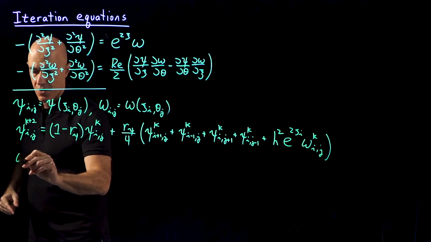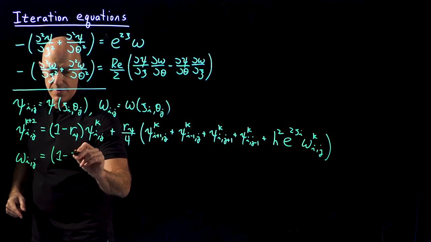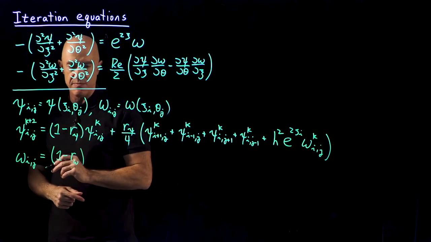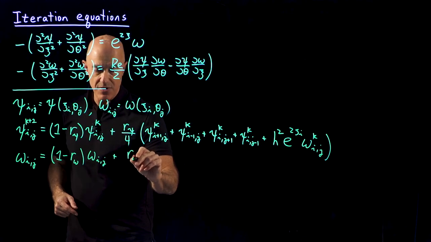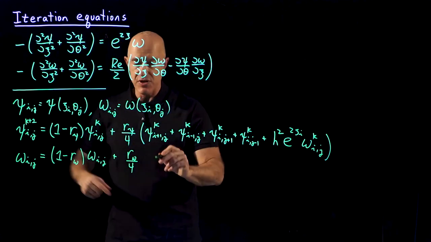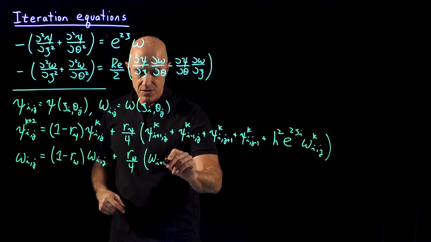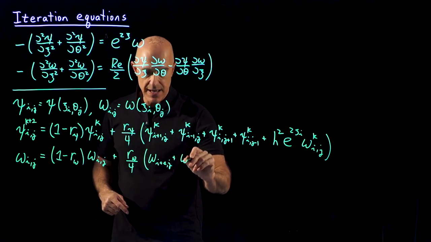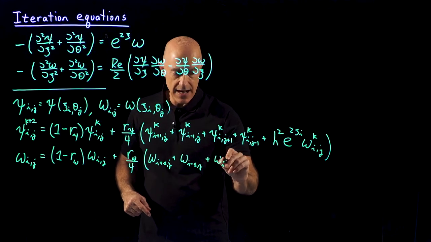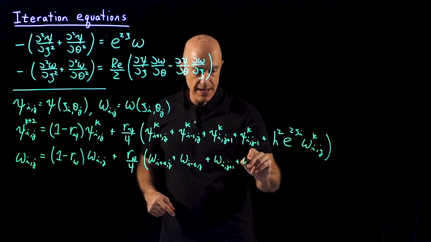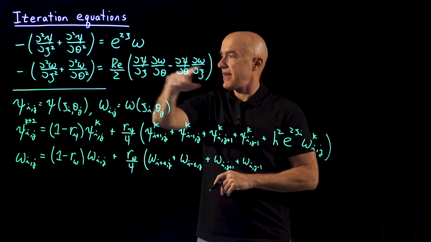So very similar, omega I comma j, so that will be at the k plus 1 iteration, is equal to 1 minus r omega, so a different relaxation parameter, times omega I comma j, plus the relaxation parameter r omega divided by 4. So again, I'm just writing the Laplacian-like operator here. So omega I plus 1 comma j plus omega I minus 1 comma j plus omega I j plus 1 plus omega I j minus 1. And then we have the right-hand side here.